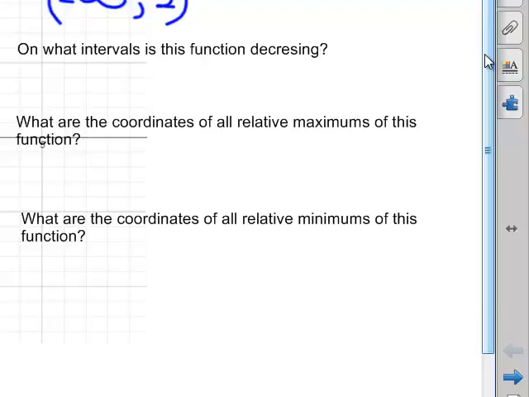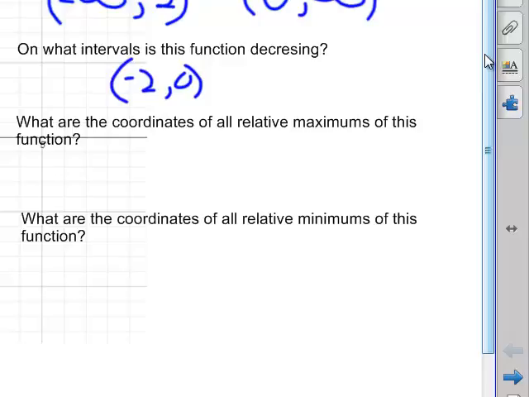Now, notice how I wrote that. I wrote that with open parentheses. Why did I use open parentheses instead of square brackets? That's right. At negative 2, it's not really increasing. All right? Is there anywhere else that this function is increasing? 0 to infinity, okay? Where is this function decreasing? Negative 2 to 0.